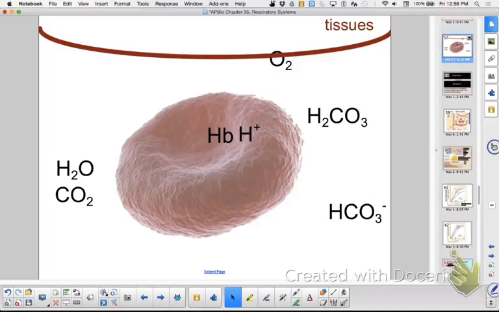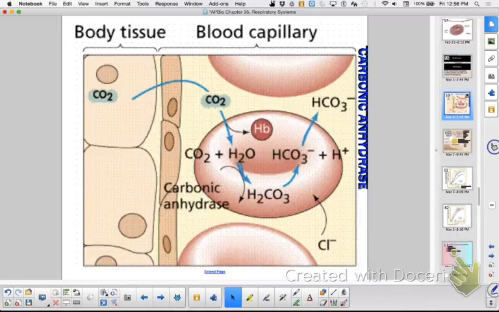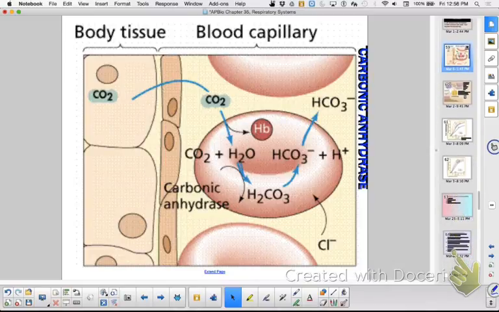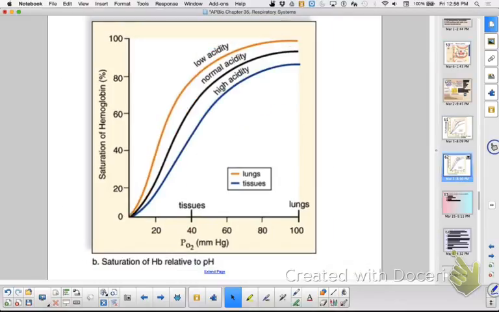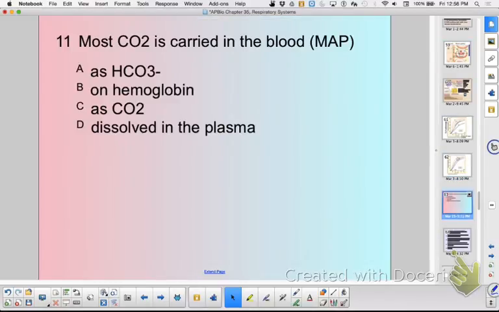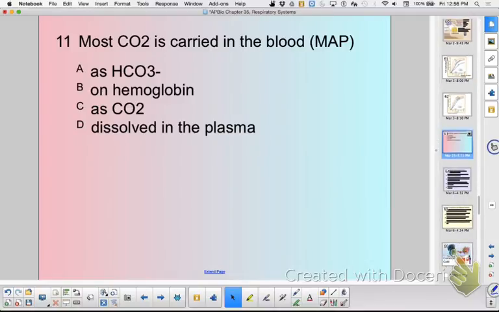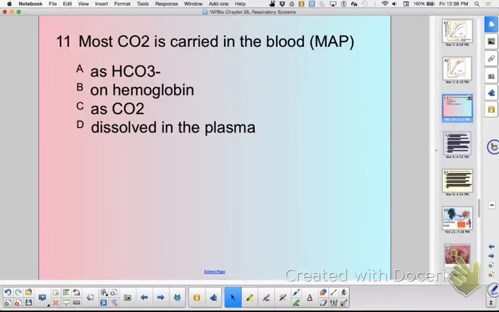That's important. This is a good diagram right here that explains that. Which one starts with CO2 and water? Wherever you have it. So out of the tissues, you have CO2. And then we talked about saturation curves. What's your answer here? Yes, bicarbonate and dissolved in the plasma.